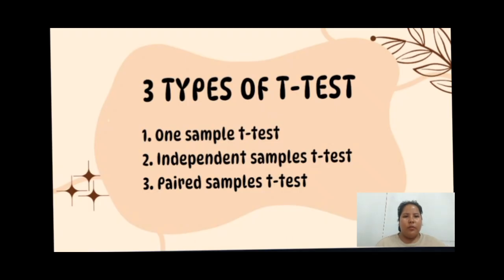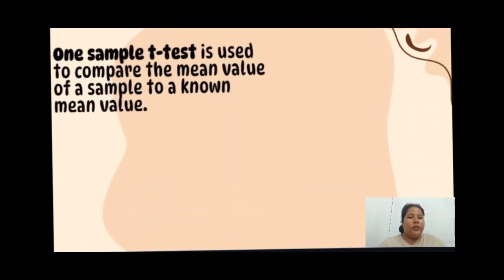The types of t-test are the one sample t-test, independent sample t-test, and the paired sample t-test. When to use the one sample t-test? It is used to compare the mean value of a sample to a known mean value.